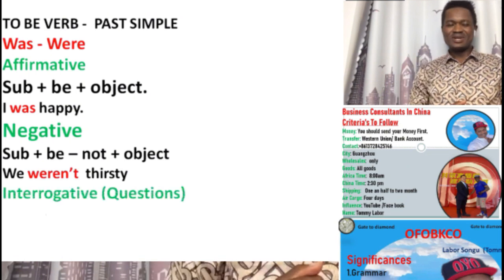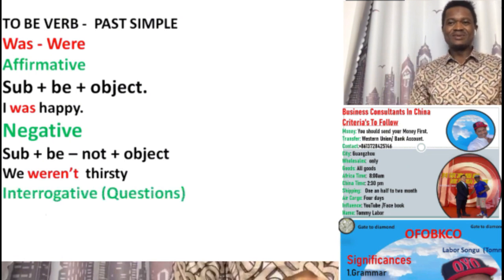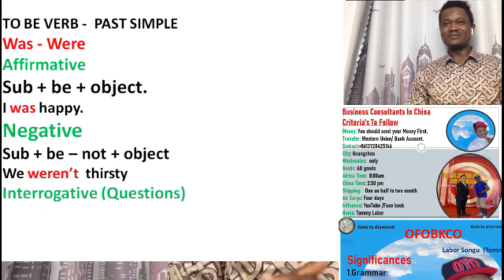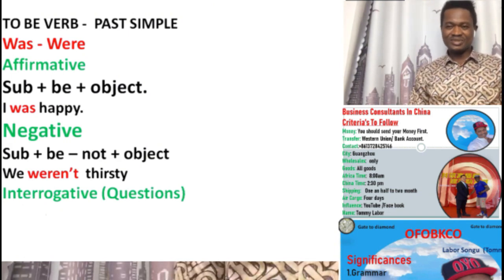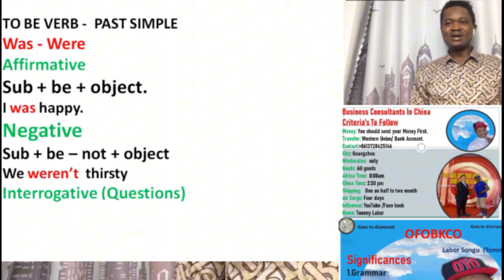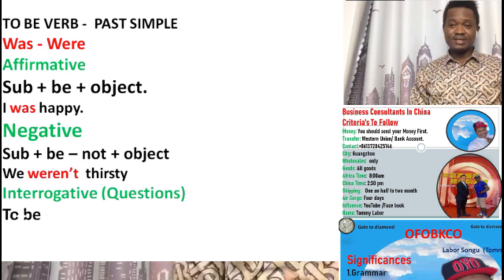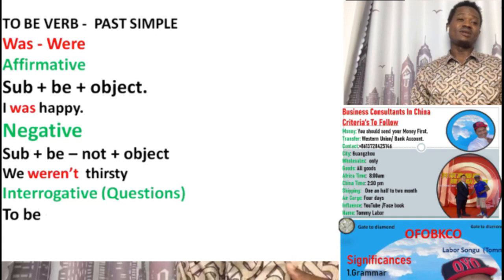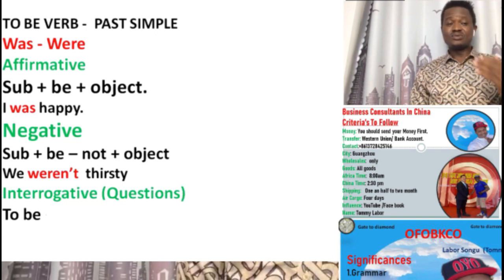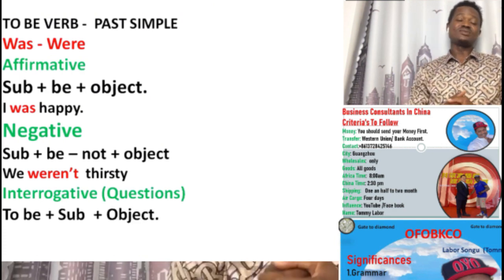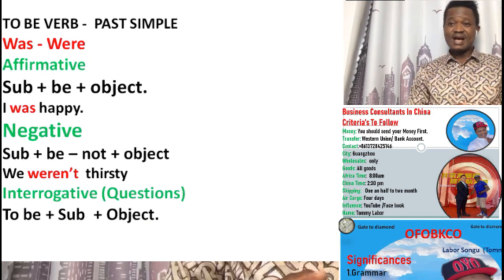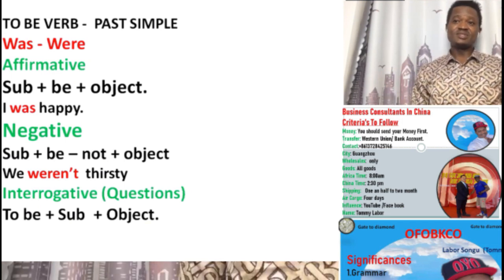Okay, guys, let's go. The interrogative question. Let's talk about the interrogative. When we talk about interrogative, that means the question form for the verb to be in the past simple. You know what I mean? So in the interrogative form, you have to see that to be comes first, then followed by the subject, and plus the object.